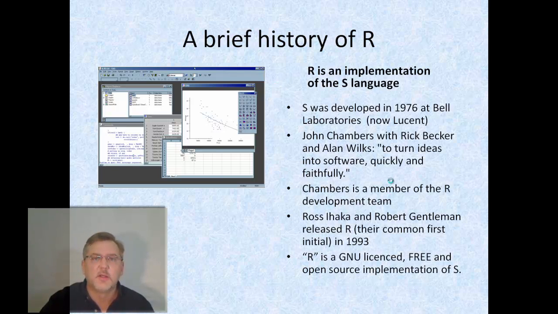A brief history of the R language. R started off really as a language called S, and S was developed in 1976 at Bell Laboratories. John Chambers and Rick Becker, together with Alan Wilks, wrote the S language in order to turn ideas into software quickly and faithfully. John Chambers is now a member of the R development team, and R was developed by Ross Ihaka and Robert Gentleman in 1993. And they called their implementation of the S language R because that was the first letter in both their first names. R is GNU licensed, free, an open source implementation of the S programming language.